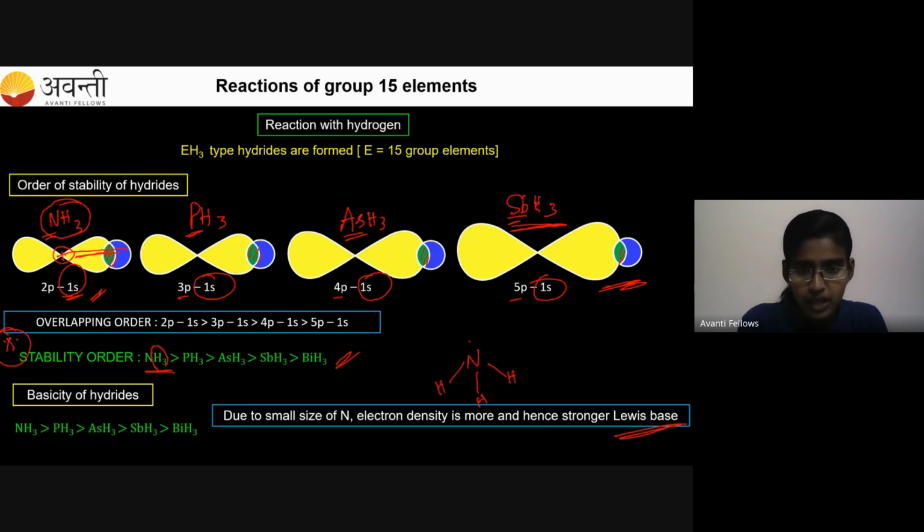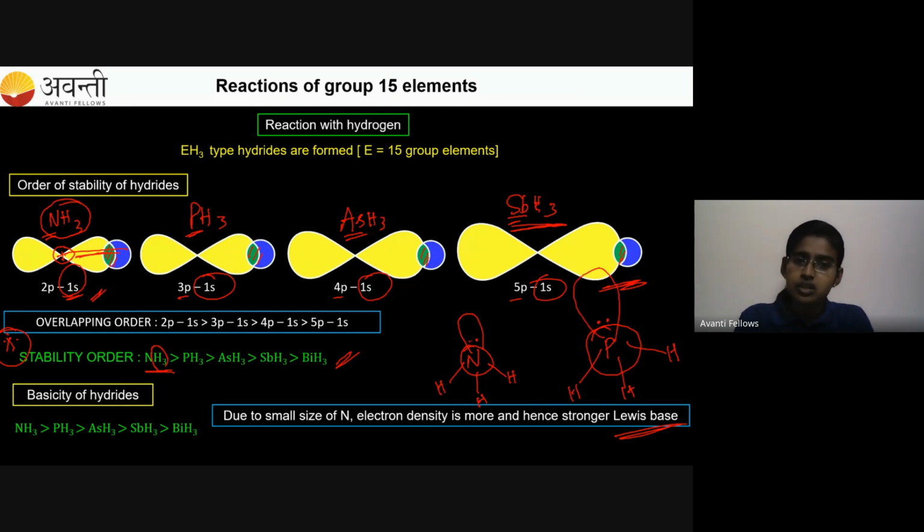And the lone pair is located on the orbital. And when I come to phosphorus, nitrogen is this, and this is the size of phosphorus, a little bit bigger than nitrogen. And this is the orbital of phosphorus. You can see here also we have 2 electrons, and in this orbital we also have 2 electrons. But the 2 electrons are in a small region, whereas here they are located in a large space.